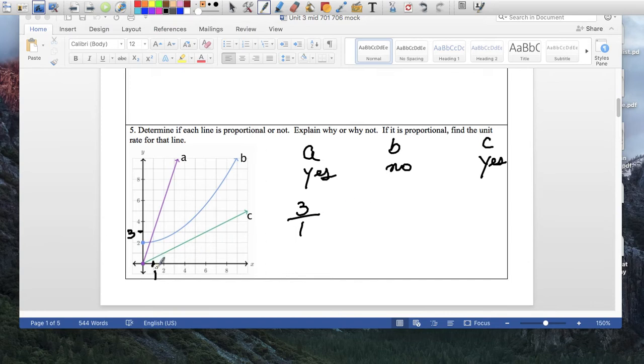For line C, 1 doesn't match up with anything. So let me pick another point that might, well, I think I can pick this one. For line C, the point is 0.6 and 3. And if you do k equals y over x, k would be 3 over 6, k would be 0.5. So the unit rate would be 0.5 over 1.